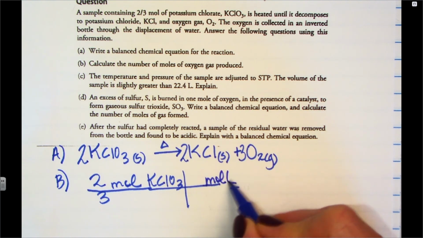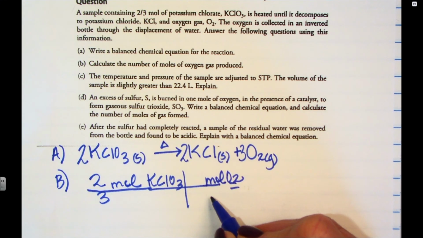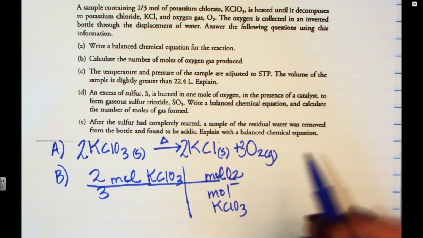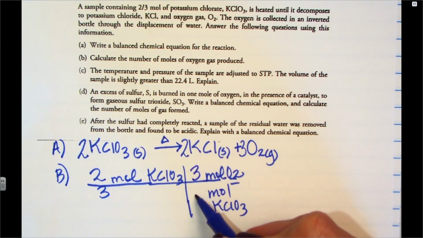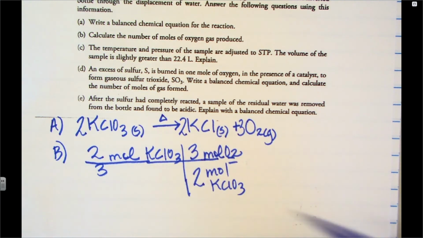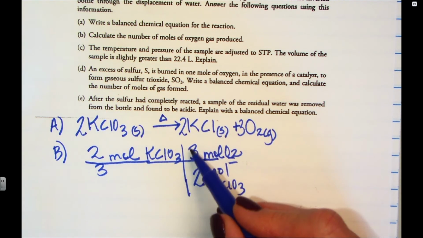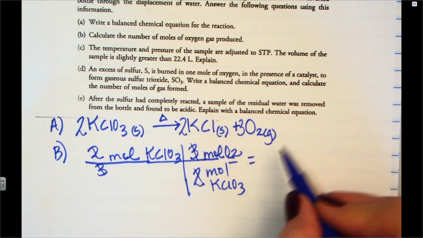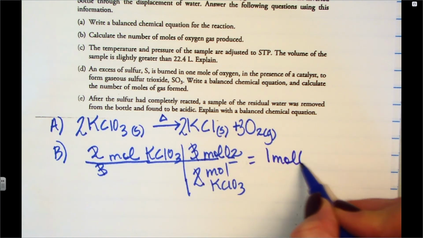So we have our balanced equation. So this is a stoichiometry problem. So you're going to put your moles of KClO3 on bottom and your moles of oxygen on top. So that's going to be a 3:2 mole ratio. Now, notice what happens here. So if you just look at the numbers, the 3 cancels with the 3 and the 2 cancels with the 2. So it's going to give you exactly 1 mole of oxygen.